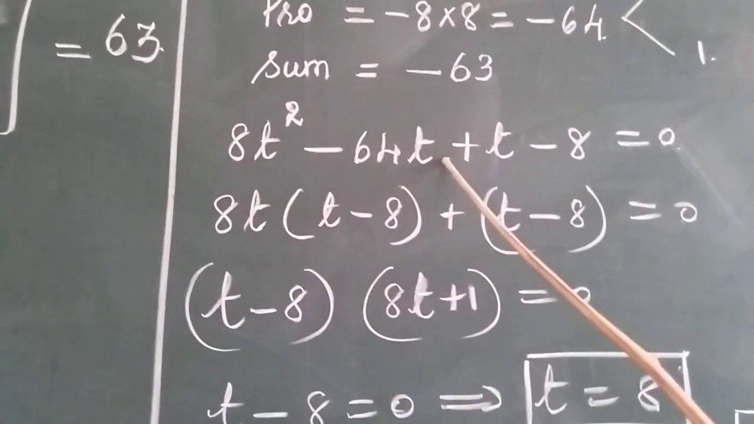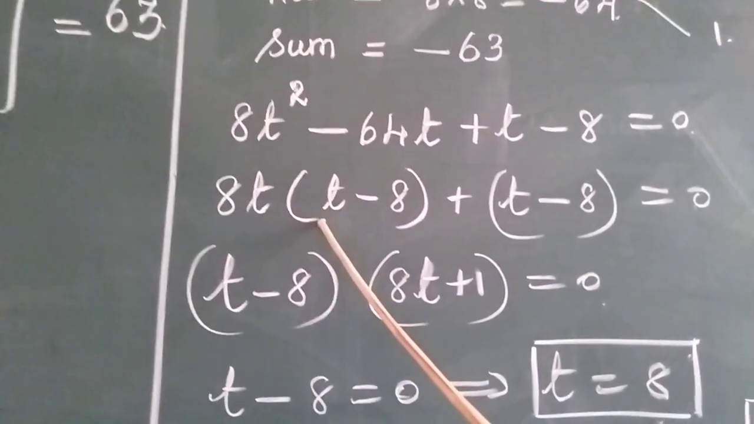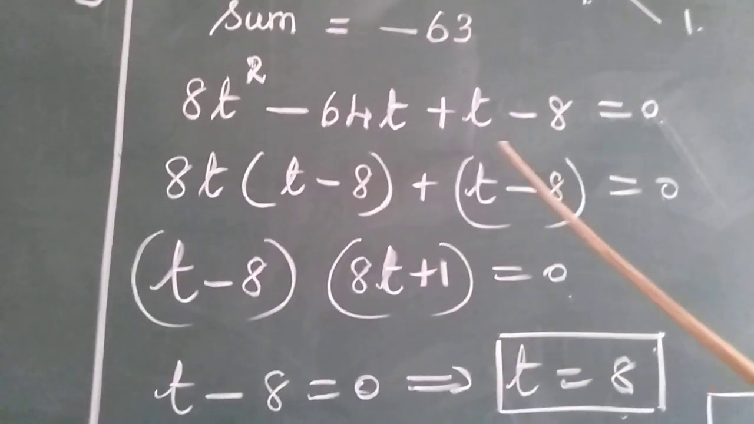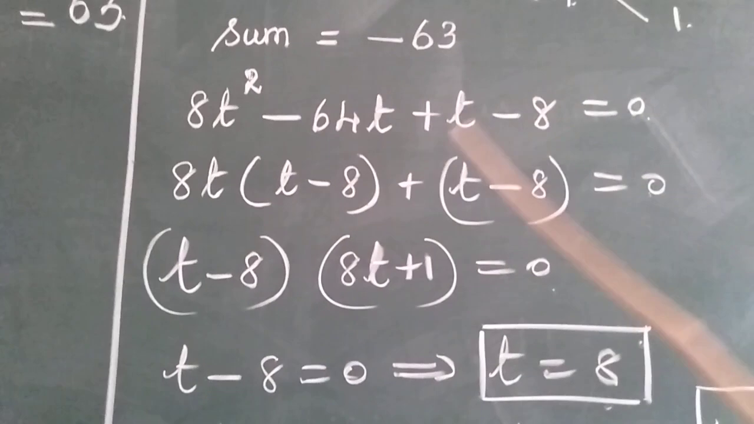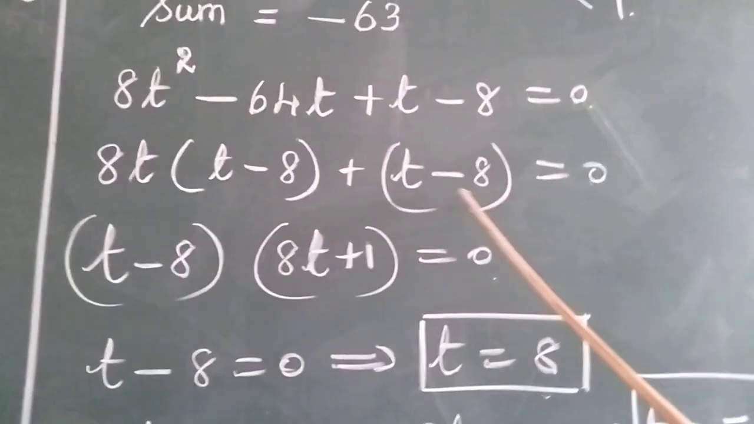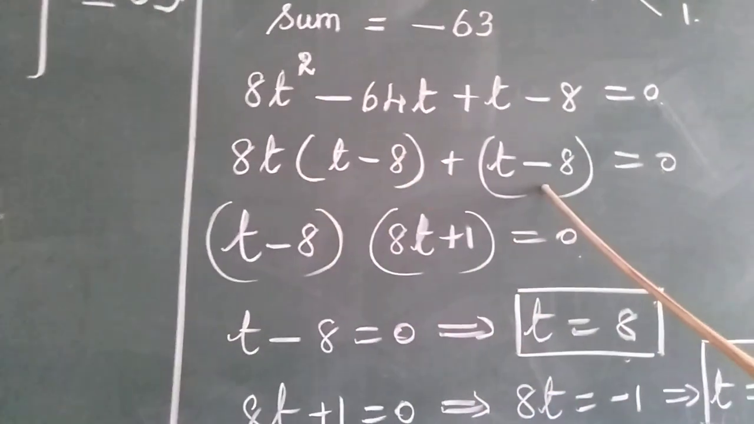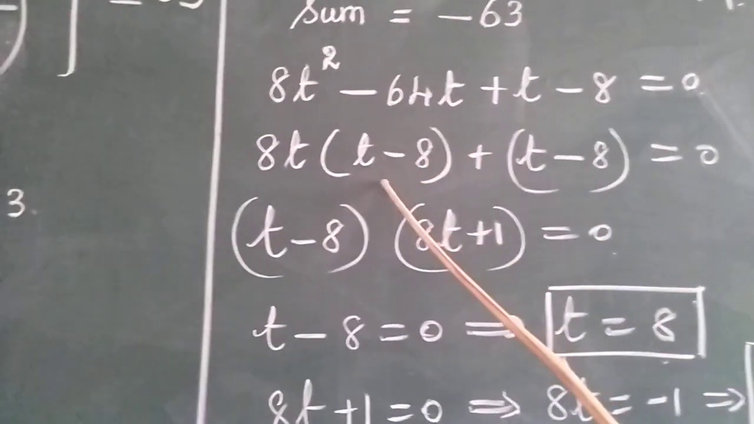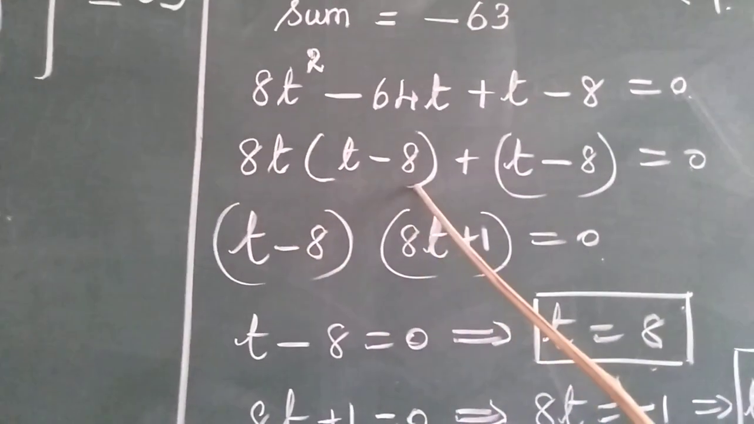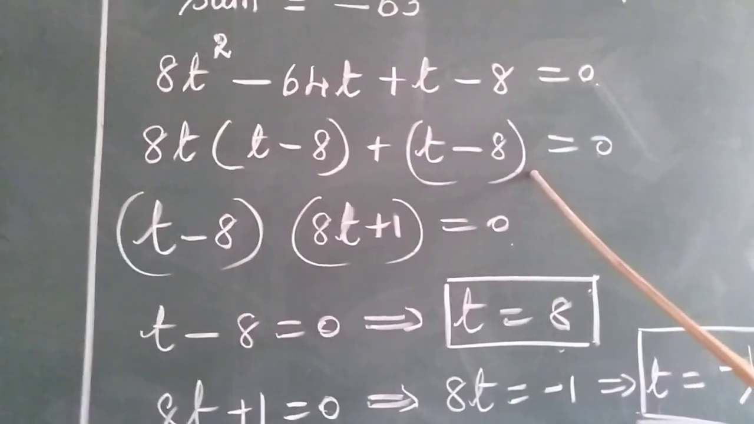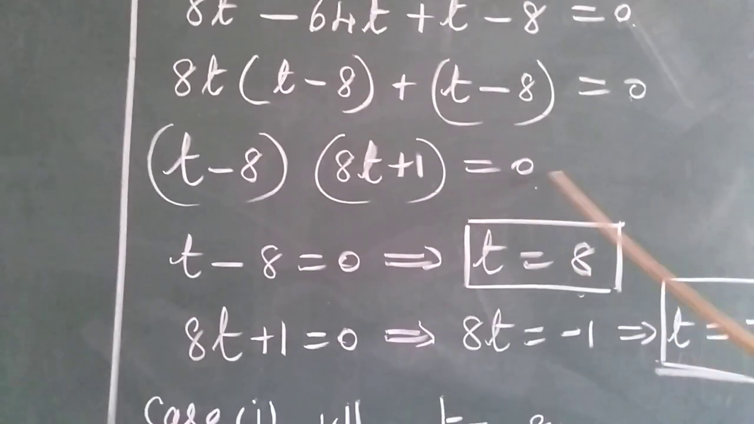Now for these two terms, 8t is common. If you take it out, the remaining inside will be t minus 8. Here already t minus 8 is there. For this one, if you take out 1 as a common, the remaining will be t minus 8 is equal to 0. Now for these two terms, t minus 8 is common. If you take it out, the remaining will be 8t here and 1 here. So we got here 8t plus 1 is equal to 0.